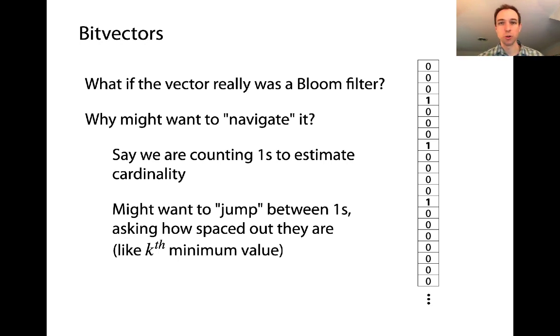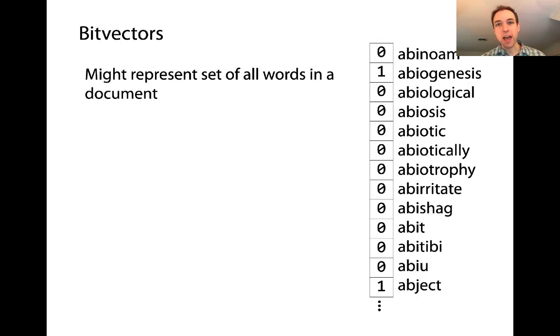Okay, so maybe there is some reason to query and navigate a bit vector when it's representing a set, as in when we're using a Bloom filter. Another situation is we might have a bit vector that represents not an approximate set, but a set, where every element of the universe is one of the slots in the bit vector, and that slot is set to 0 or 1 according to whether that element from the universe is present in the set or not.